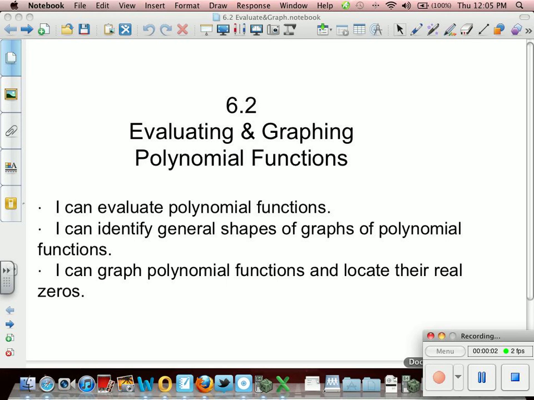And on 6.2, I want to make sure that you can evaluate polynomials and identify the general shapes of graphs of polynomial functions. What's a polynomial? We're going to discuss what a polynomial is. And I want you to be able to graph the polynomial function and locate the real zeros.